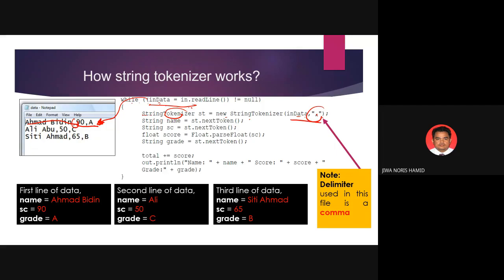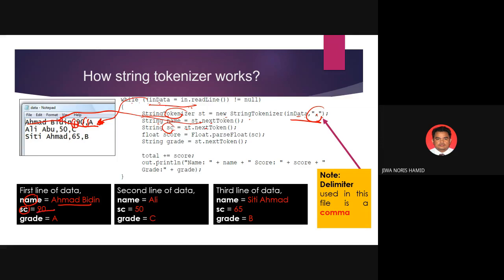This one clear? It means one row will be separated whenever there is a comma. After that, when you write name equal to next token, it will read Ahmad Bidin. So name, you see? Name will be Ahmad Bidin. And then SC score, next token, refers to this one, 90.